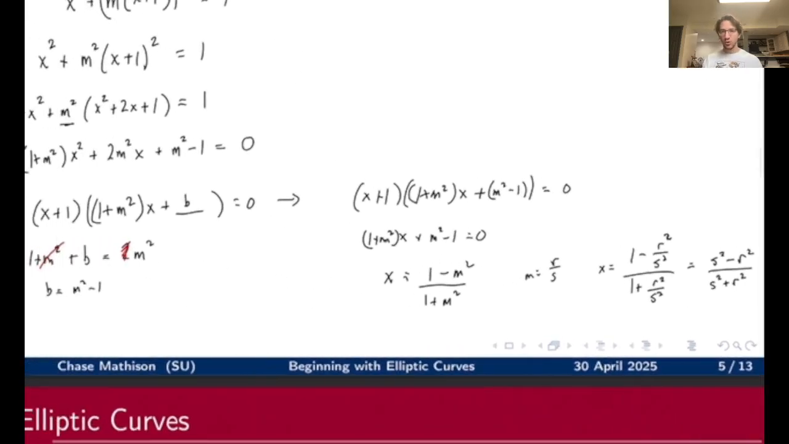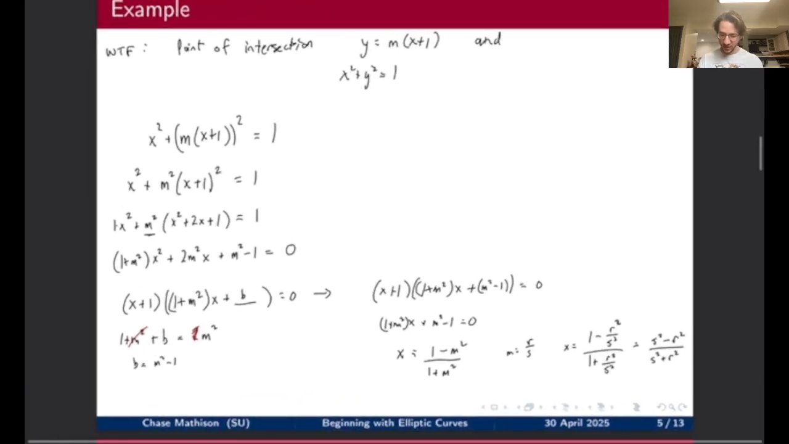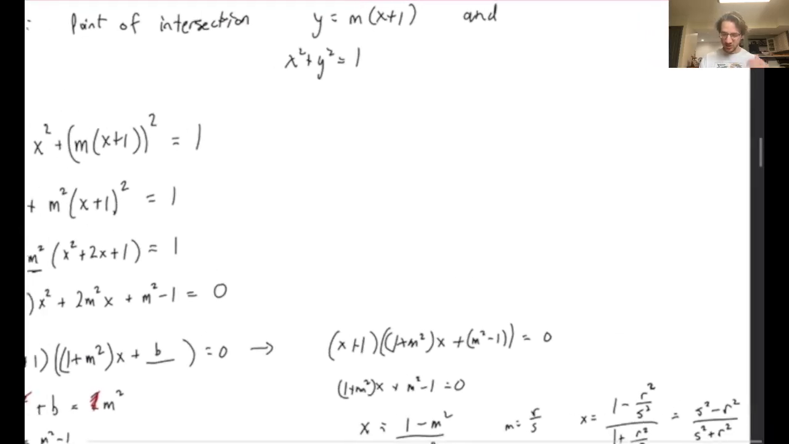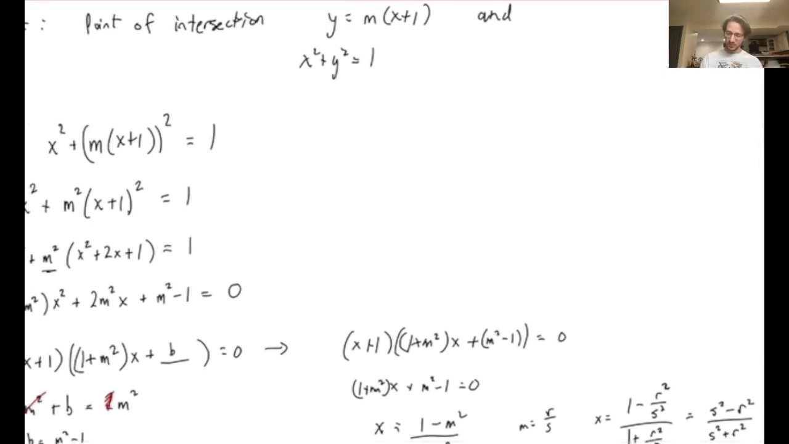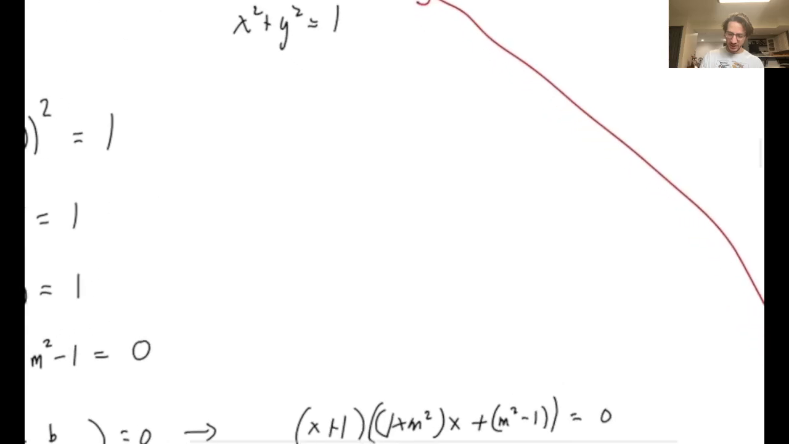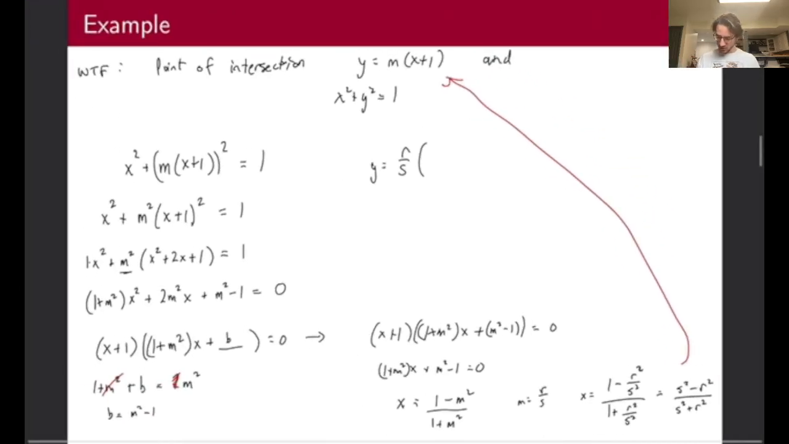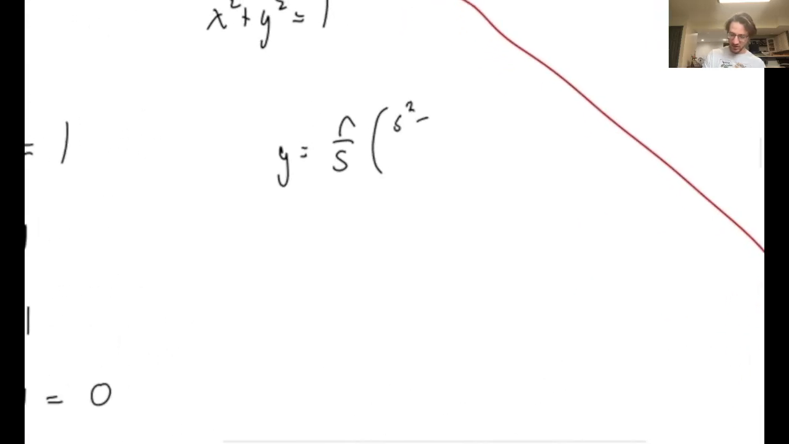So I know the x coordinate of this point on the unit circle, and I can plug that back in for y up here. y equals m times x plus 1. To figure out what the y coordinate is, I get y equals r over s times x plus 1. So that's like s squared minus r squared over s squared plus r squared, plus 1, well, 1 is s squared plus r squared over s squared plus r squared.